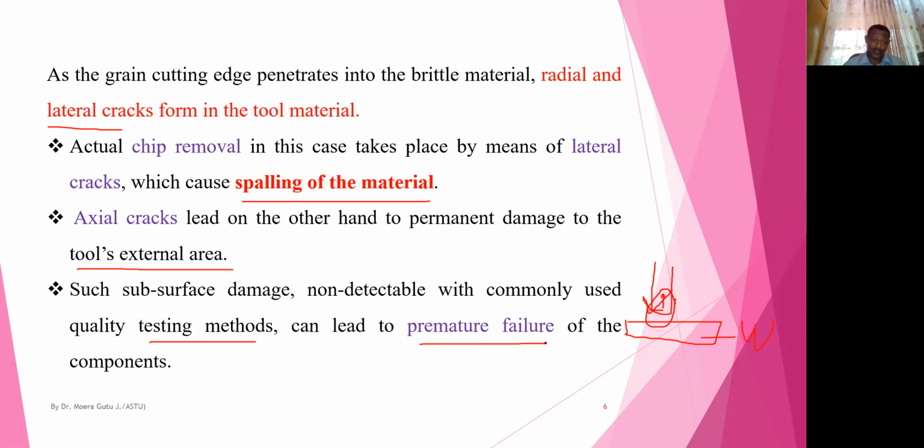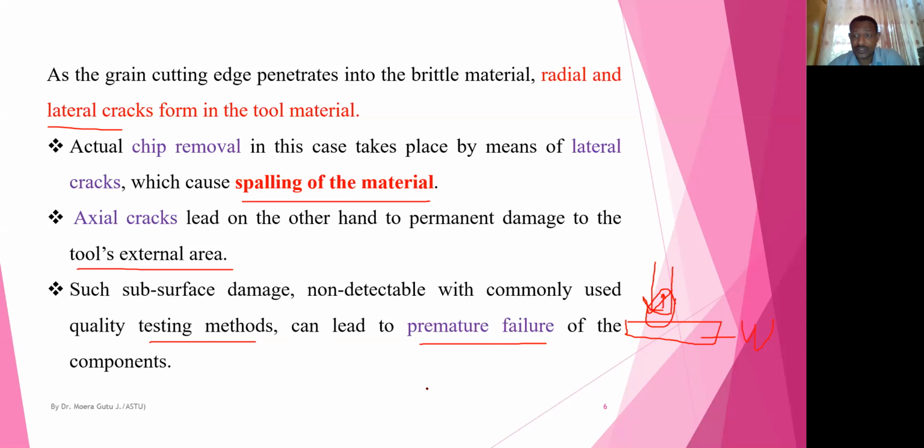This means that if an axial crack develops in the cutting tool, it is a subsurface defect, so the defect lies below the surface. This is a very difficult thing. You cannot detect it with commonly used quality testing methods. So it can cause early failure of a cutting tool.